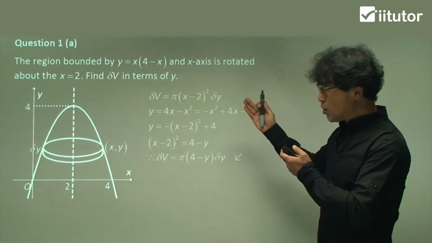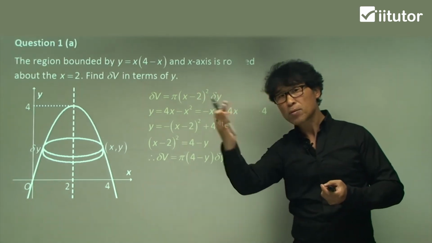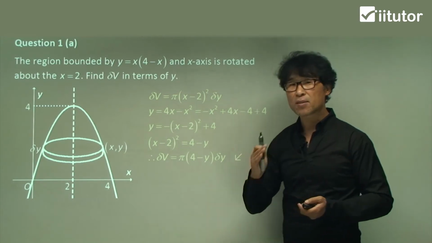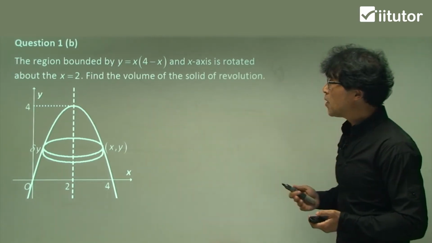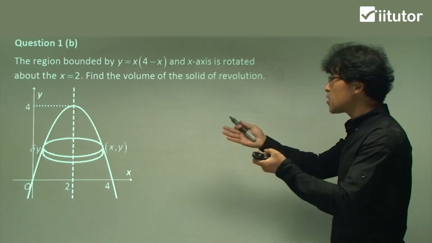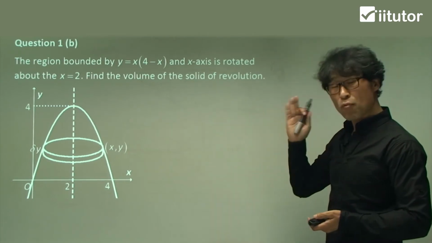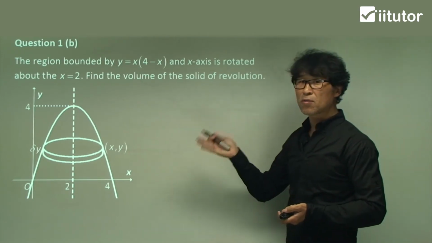Depending on the shape, the majority of the questions we're doing today rotate about a line parallel to the y-axis, so it must be delta y at the end. Now part B: the region bounded by that parabola, the same question, rotated about the line x equals something, to find the volume of the solid. So we eventually try to find the volume of that.